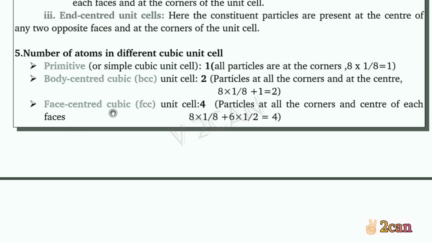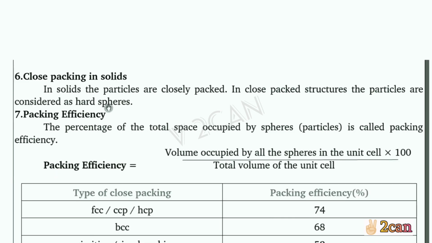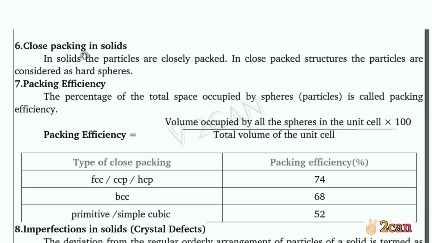Next, face-centered cubic, FCC, it's got 4 particles: at the corners and the center of each face. So this is 1 plus 3 equal to 4. Close packing in solids. In solids, the particles are closely packed. In close packed structures, particles are considered as hard spheres.